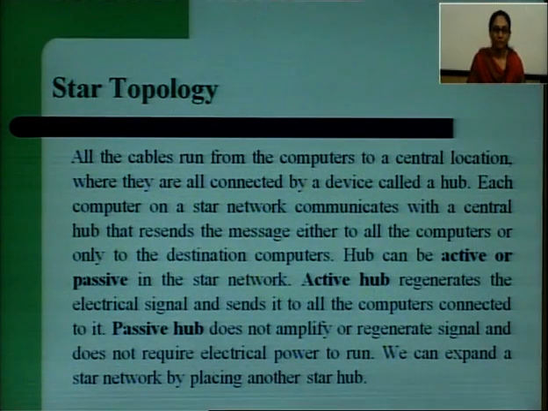All the cables run from the computers to a central location, where they are all connected by a device which is called the hub. Each computer on the star network communicates with the central hub, which resends the message either to all computers or only to the destination computer, in which we use the hub as the connecting device. A hub can be active or passive in the star network. An active hub means we use a hardware device called a repeater, which regenerates the electric signal and sends it to all the computers which are connected to it.